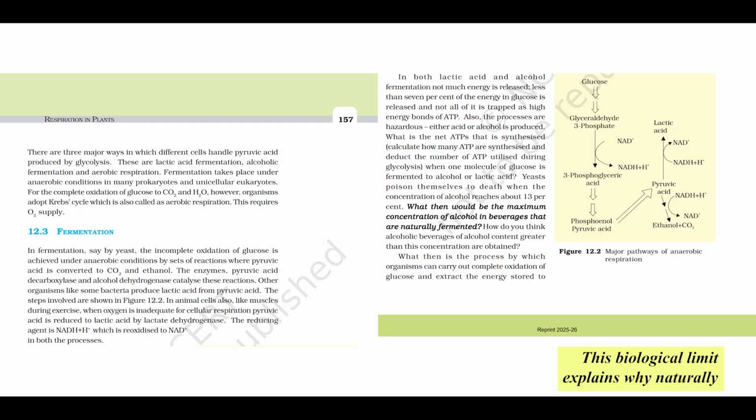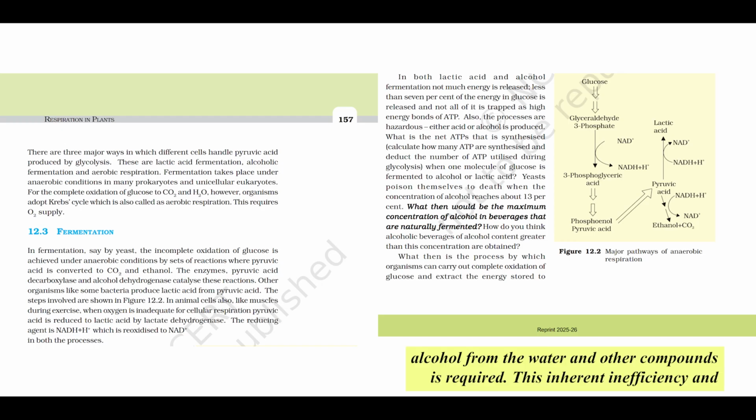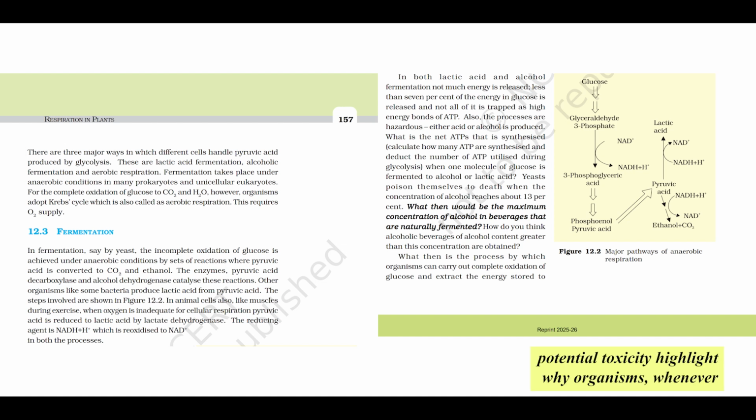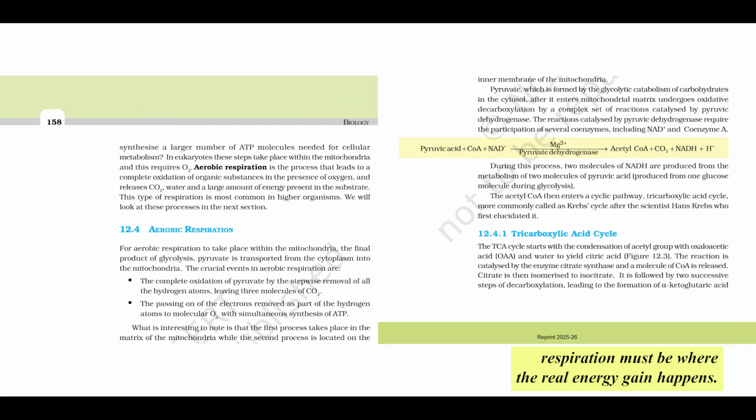That's right. This biological limit explains why naturally fermented beverages, such as wine or beer, typically have a maximum alcohol content around that percentage. To achieve higher alcohol concentrations, like those found in spirits such as whiskey or vodka, distillation, a process of separating alcohol from the water and other compounds, is required. This inherent inefficiency and potential toxicity highlight why organisms, whenever possible, overwhelmingly prefer the aerobic pathway for energy extraction. So if fermentation is so inefficient, barely yielding any ATP, and even produces toxic byproducts, then aerobic respiration must be where the real energy gain happens.